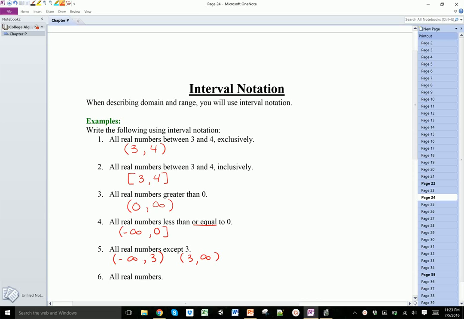And the way I combine these two is I use a big U, which represents the union. So this says all real numbers less than 3 or all real numbers greater than 3. Okay? And the last one is all real numbers, and this is simply negative infinity to positive infinity.